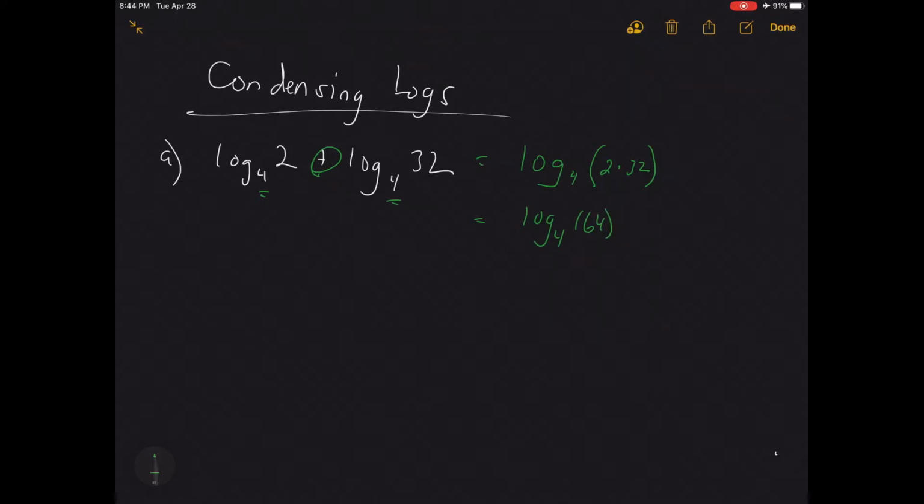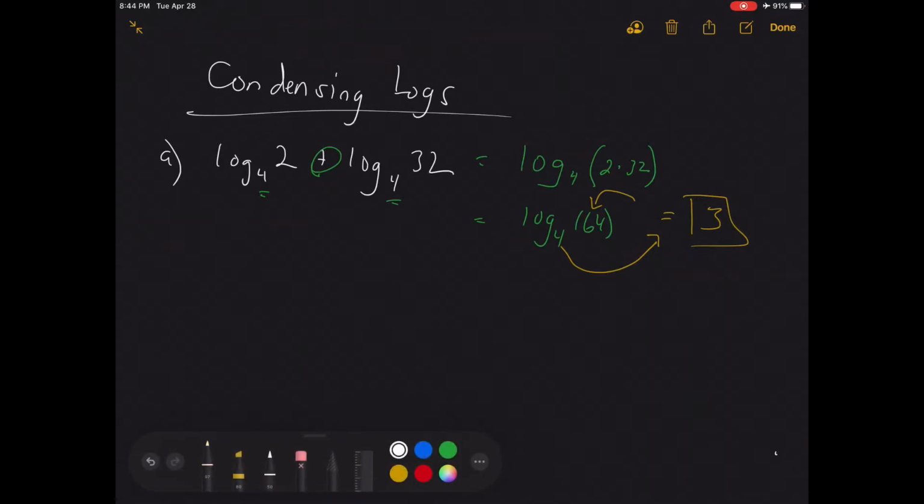And now you just ask yourself, does this actually give me something that I can simplify? And it does, because 4 raised to some power gives me 64. Well, 4 to the 3rd power happens to be 64. So this simplifies to 3. And that's why we might want to be able to condense logs. There's other reasons that we're going to get into when we get to more algebraic stuff, but that's one of the reasons. Okay, the next one won't really simplify the same way to a single value, but it's going to work out that we want to be able to still simplify it.